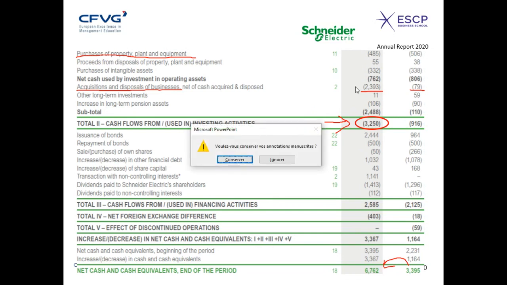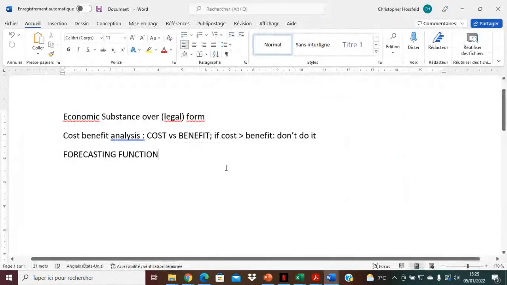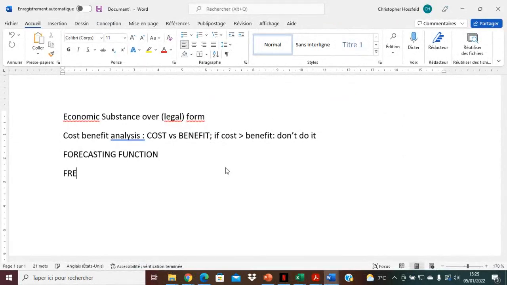Now, if I compare those two cash flows, I can calculate what is called the free cash flow that some of you may have heard. How do I calculate free cash flow? Well, it's operating cash flow minus investing cash flow. Okay, I put the investing cash flow here in brackets. Why? Well, I will tell you.